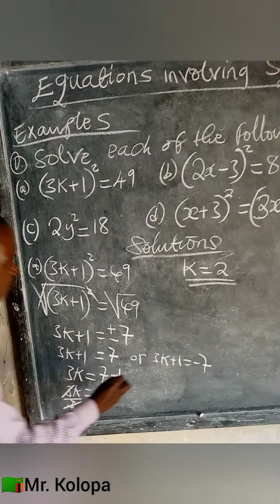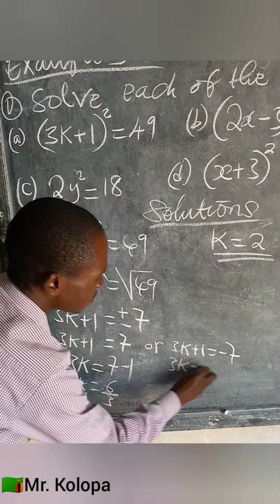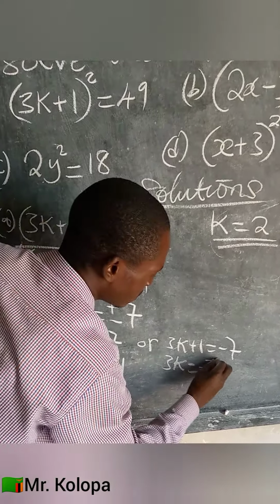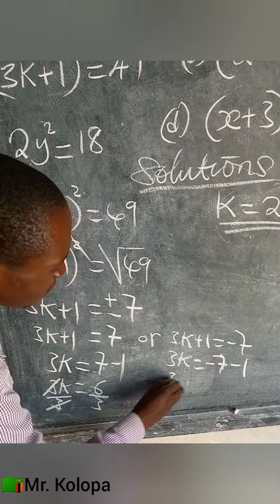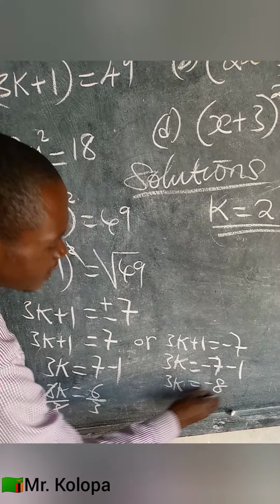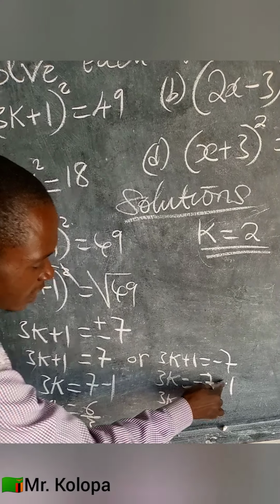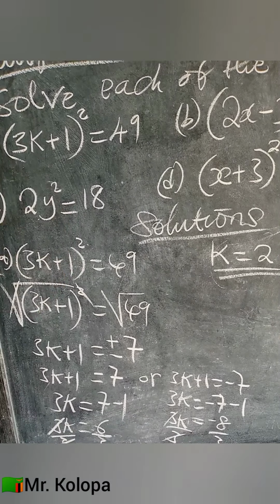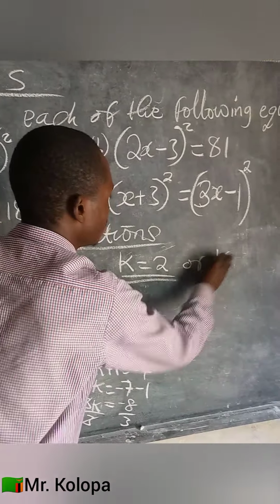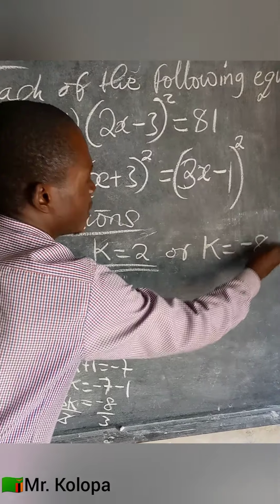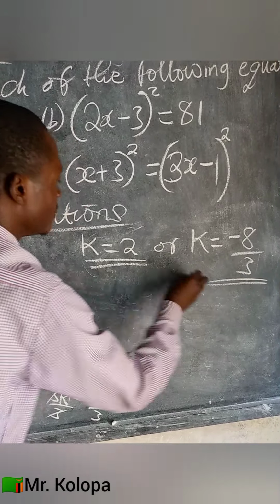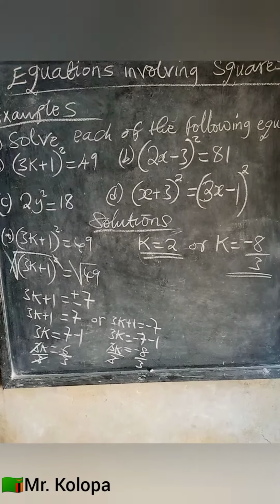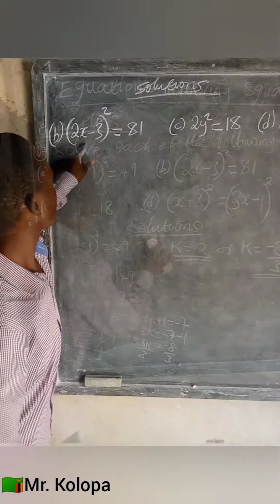Here also, 3k is equal to negative 7 minus 1. The 1 goes to the other side of the equation and becomes negative, so we have 3k is equal to negative 8. Same signs, remember we add the numbers. Dividing by 3 on both sides, k is equal to negative 8 over 3. So these are our answers for question A. Let's now look at question B.